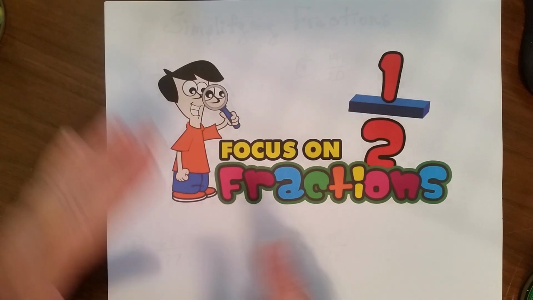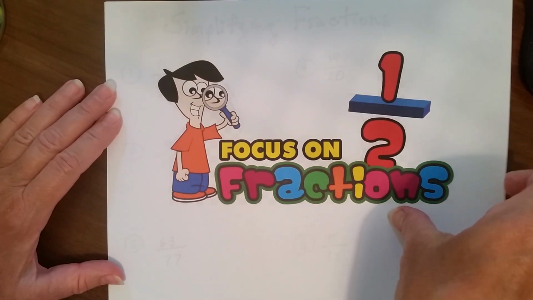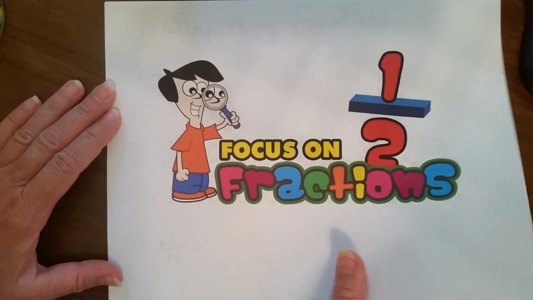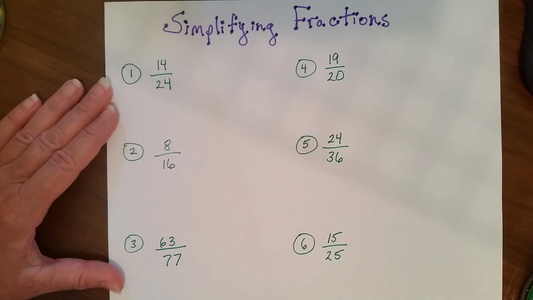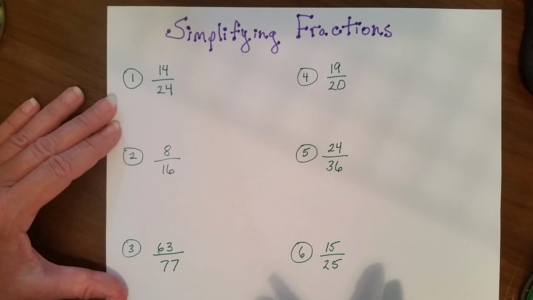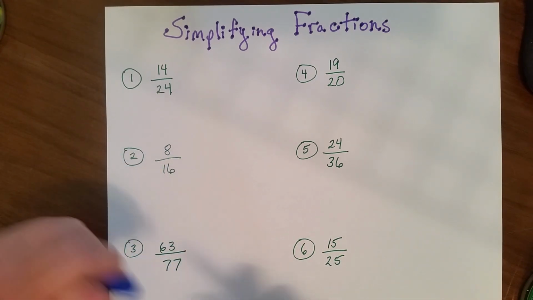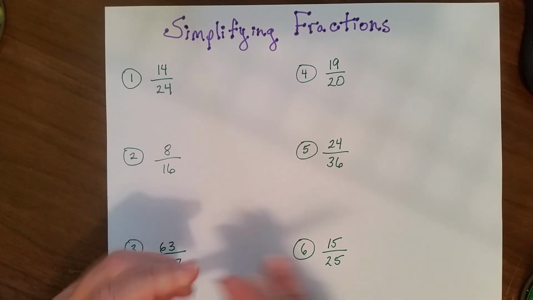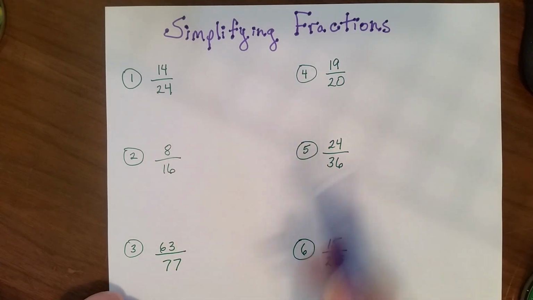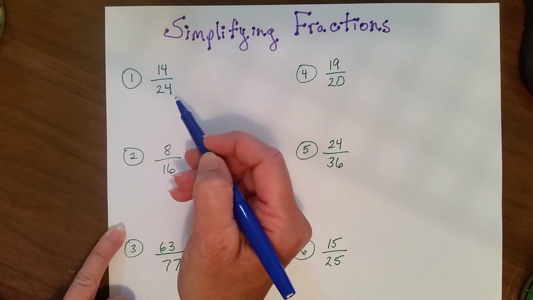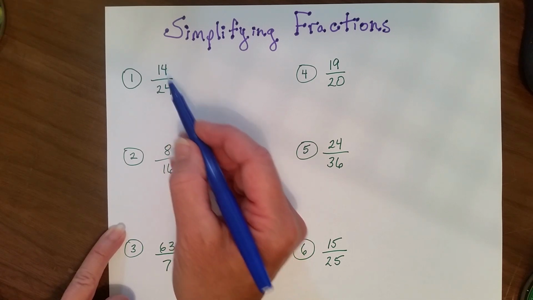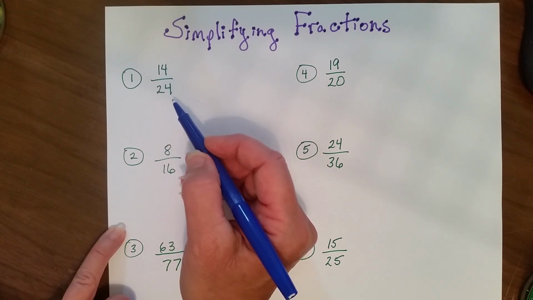Okay, so here's what we're going to do today. You know what fractions are, all right? So now we're going to simplify fractions. And when they say simplify, that means we want it in lowest terms. We're going to do these 6, and that's going to take care of it. So the first one I look at here is 14 over 24. 14 over 24 is not in lowest terms.